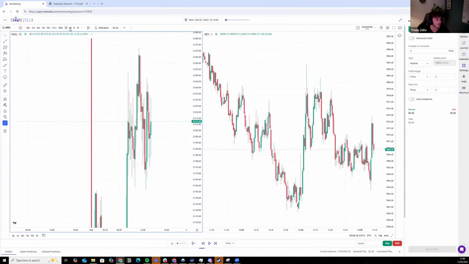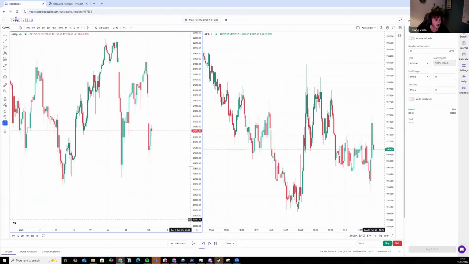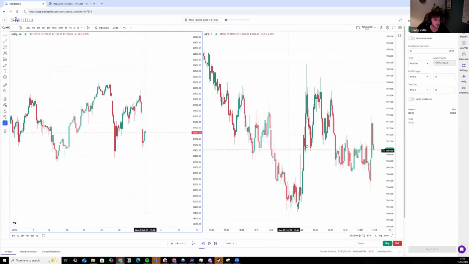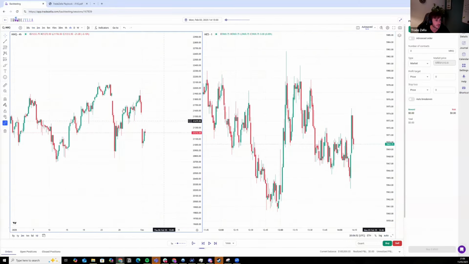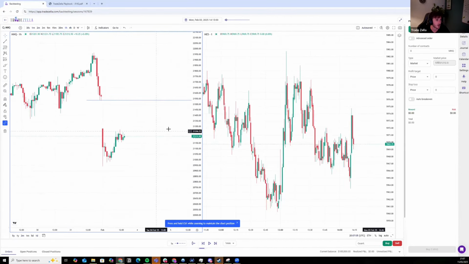So first things first, going through the checklist. Step one, we're going to start with the 4 hour and 1 hour to determine where price is likely to go, so we need to identify a draw on liquidity. On the 4 hour, we can see that we've opened with this gap down. So our bias for today would be to get this gap filled, as this would be the new week opening gap. That's our bias, that's our draw on liquidity today.